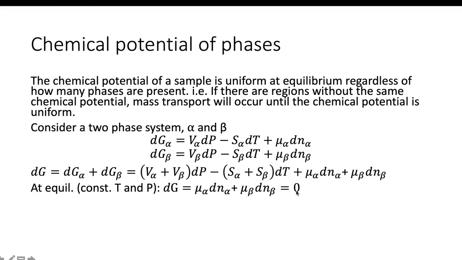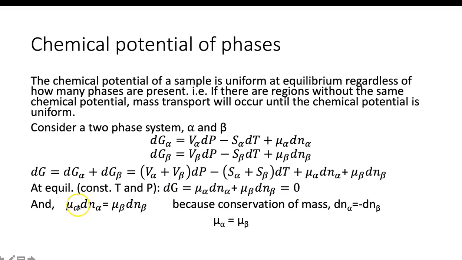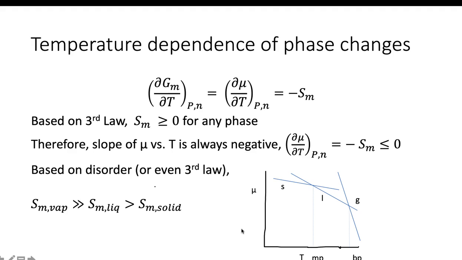And so that means that the chemical potential of alpha times the change in moles and the chemical potential of beta times the change in moles are equal. And we do know that we have to have conservation of mass. We start out with X mass of the substance, some of it's solid, some of it's liquid, but if you change from liquid to solid, you might be gaining solid, but you're losing the same amount of liquid, which means that these chemical potentials have to be equal.